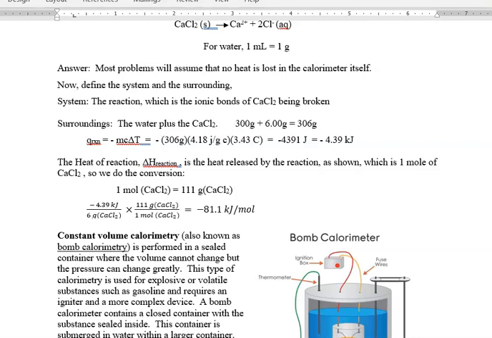And then you just divide the 4.39 kilojoules by the number of moles that you actually used, however many moles 6 grams of calcium chloride is, and that'll tell you the energy per mole that's being released by breaking the bonds of calcium chloride, by breaking all those ionic bonds. That'll tell you how much heat came out and therefore how much energy is coming out of the calcium chloride, and that happens to be negative 81.1 kilojoules per mole.